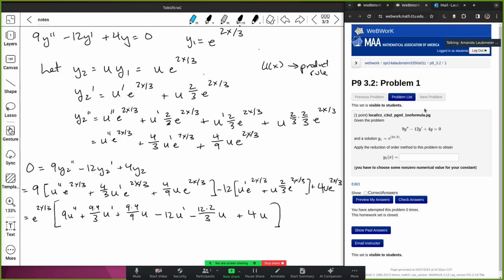And since this is all equal to 0, I can actually get rid of that e to 2x over 3. You can think about it as, for this to be equal to 0 all the time, I need the thing in brackets to be equal to 0. You can also think about it as dividing that e from both sides.